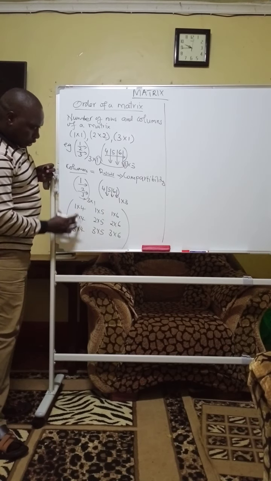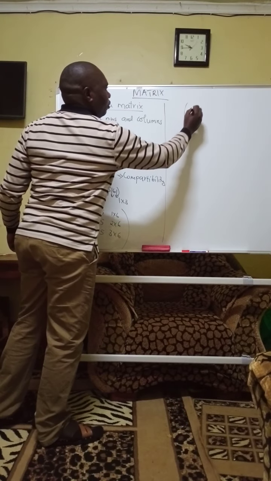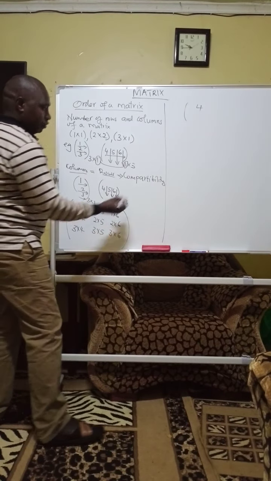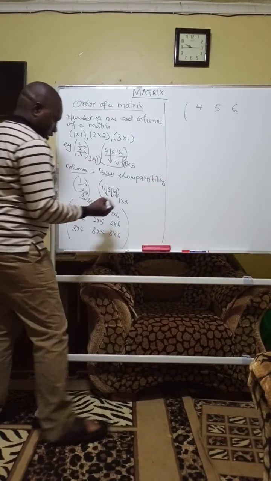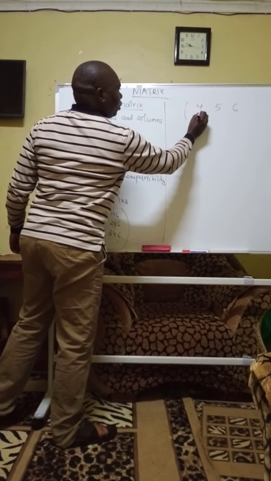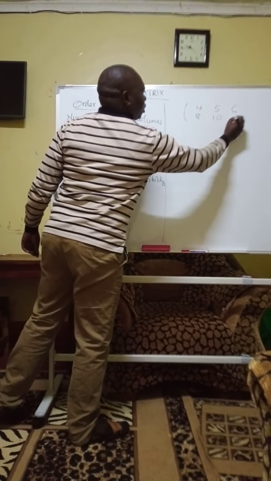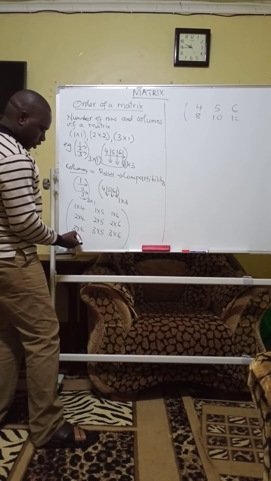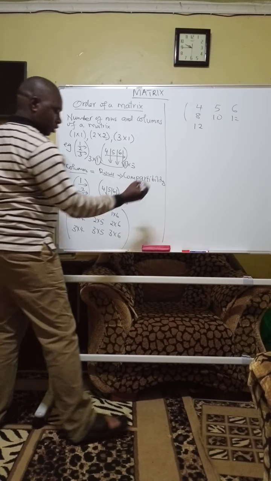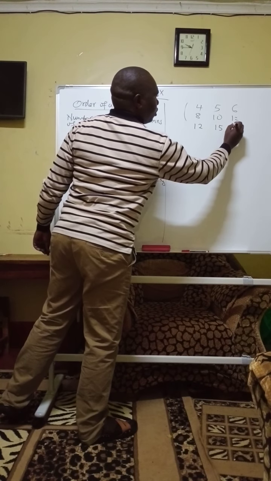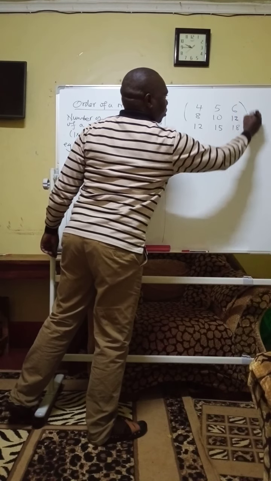Now, this can be simplified as follows. 1 multiplied by 4 is actually 4. Then this is 5. And then you have 6. And then this is 8. Then that is 10. And then 2 by 6 is 12. Then this is 3 by 4, which is 12. Then this is 15. And the last one is 18. Hope it is visible.